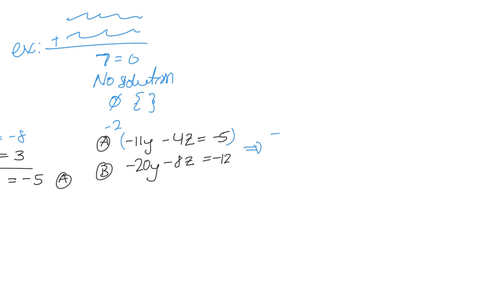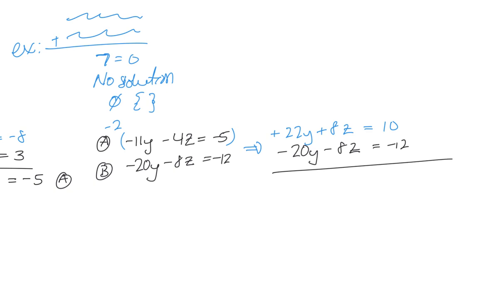So this is going to be positive 22y plus 8z is equal to a positive 10. The other equation did not change, so negative 20y minus 8z is equal to negative 12. I'm going to add these two together. These eliminate. That gives me 2y is equal to negative 2, so y is equal to negative 1. Now I'm going to put this negative 1 into one of these two equations. It doesn't matter. Looks like this is just as easy.